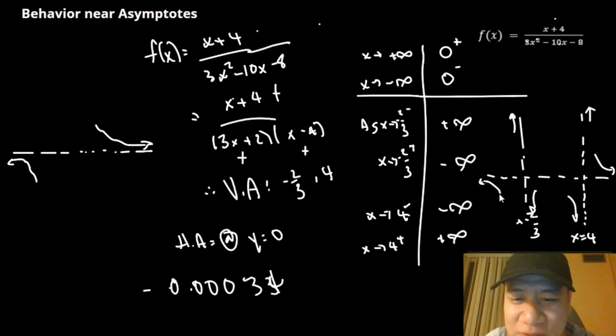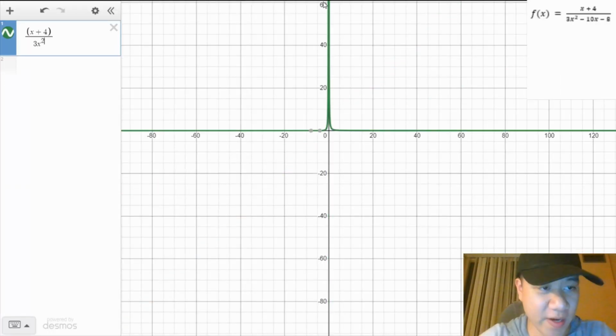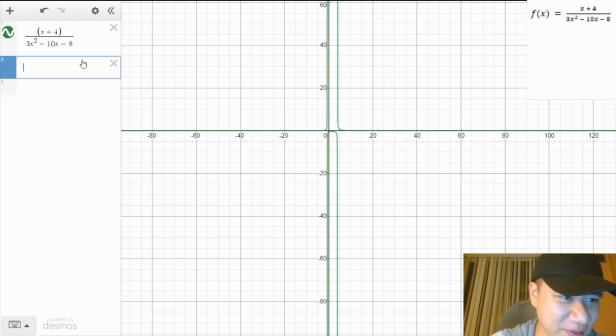And then we can use other things like crossover points that we're going to learn later to prove that it actually does do this. It's going to go like this, and then it's going to turn around and shoot all the way back up. But let's go to Desmos to confirm that these are the behaviors. So our function was x plus 4 over 3x squared minus 10x minus 8. Let's put our vertical asymptotes in.